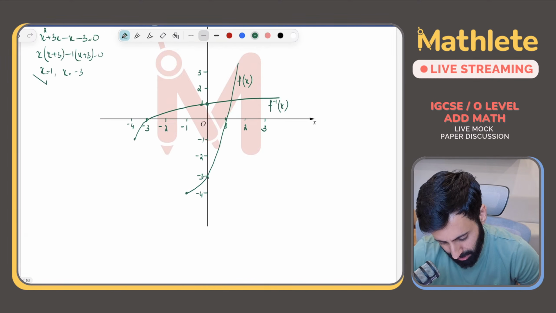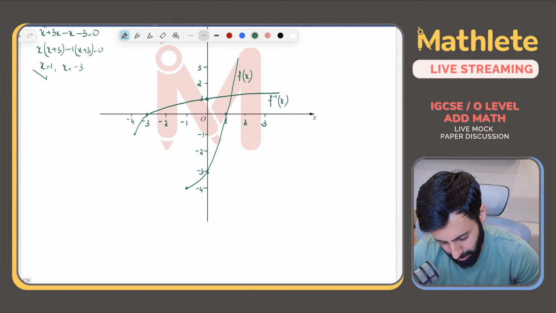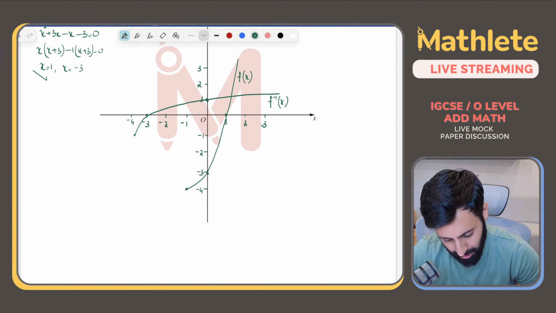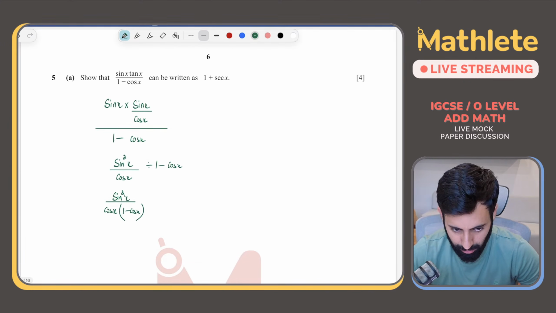Do we have to show intersection of graphs? Yes, you do. Okay, because there's no other way that you can draw them without intersecting.